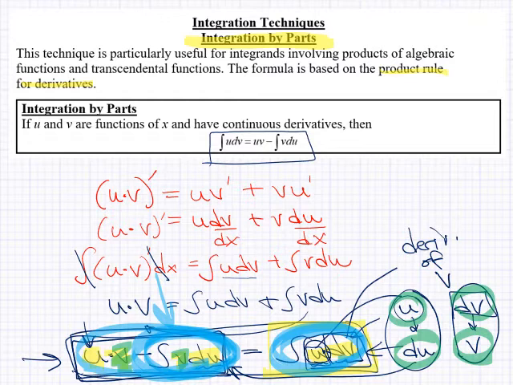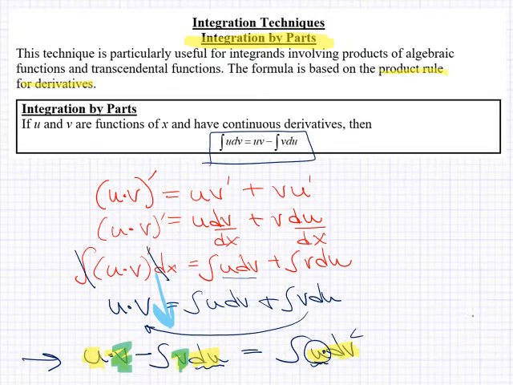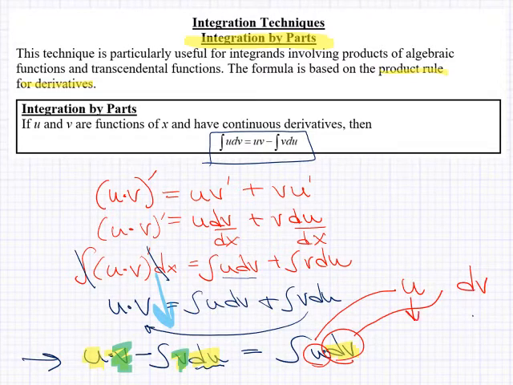I know that sounds like a lot. It'll make more sense when we start looking at problems. But it's all about, let me erase some of this so you can see it better. It's all about looking at your original integral and identifying the two components of that integral and saying this piece is u, this piece is dv. I will differentiate to get du. I will integrate to get v.